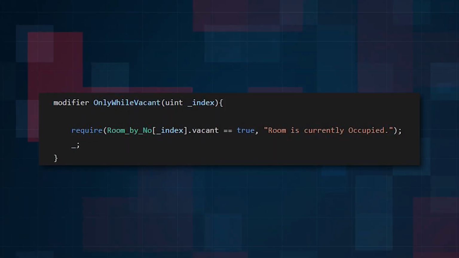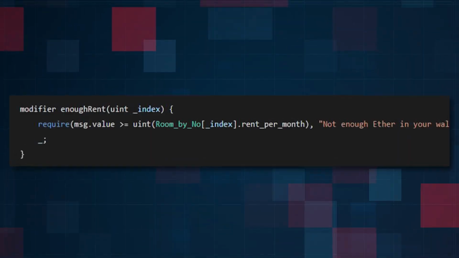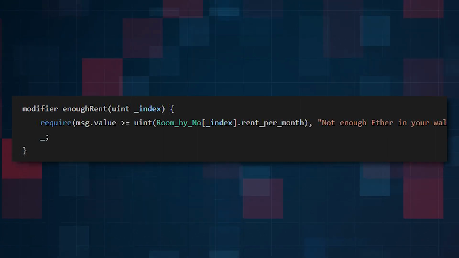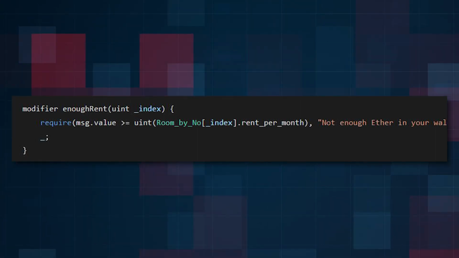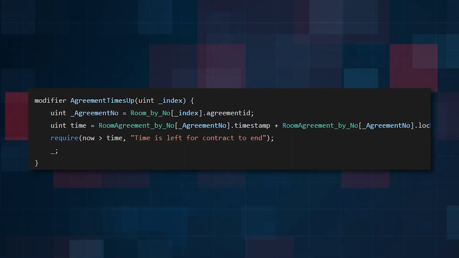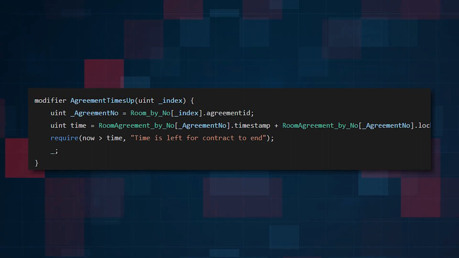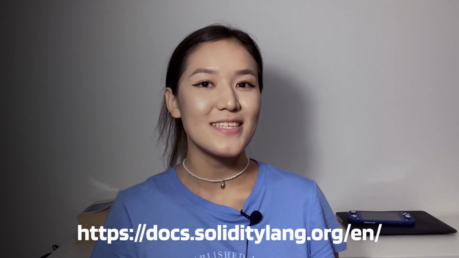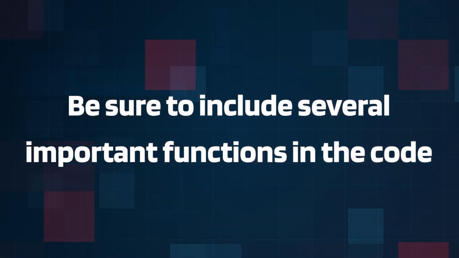The only while vacant modifier will show whether the room is vacant or not. The enough room rent modifier will check whether the tenant has enough Ether in their wallet to pay the rent. The useful agreement times up modifier will indicate whether 365 days have passed since the last agreement was created. You can find a full list of functional modifiers on the Solidity website at soliditylang.org in the Structure of a Contract section. Be sure to include several important functions in the code.